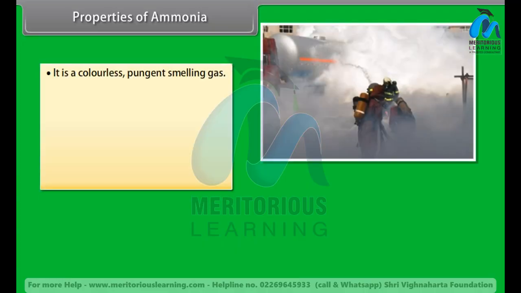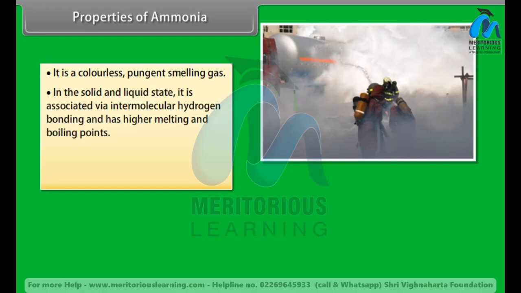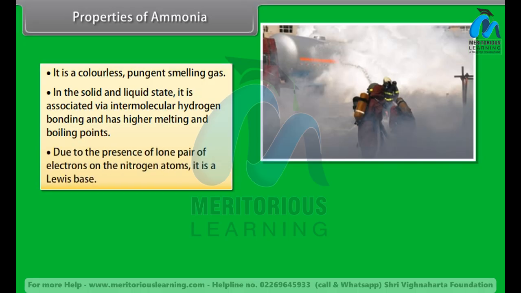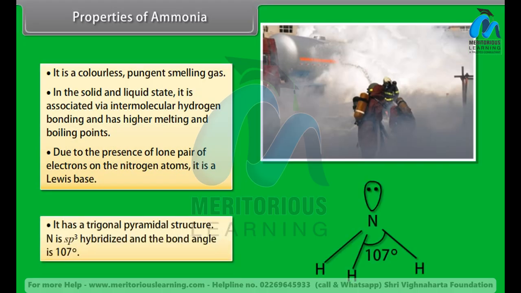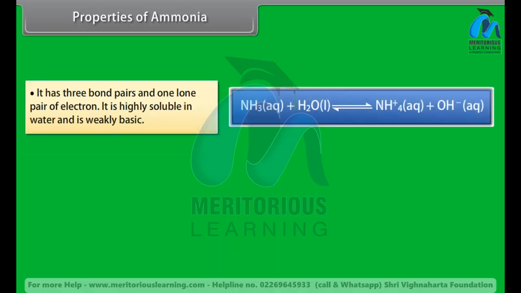It is a colorless, pungent-smelling gas. In the solid and liquid state, it is associated via intermolecular hydrogen bonding and has higher melting and boiling points. Due to the presence of a lone pair of electrons on the nitrogen atom, it is a Lewis base. It has a trigonal pyramidal structure. N is sp3 hybridized and the bond angle is 107 degrees. It has 3 bond pairs and 1 lone pair of electrons.